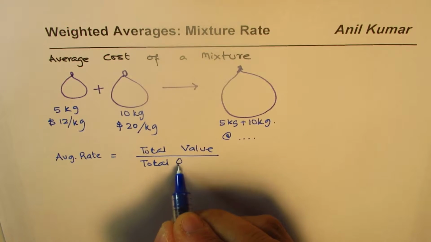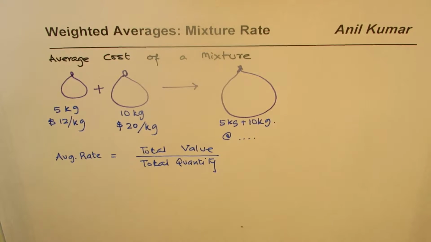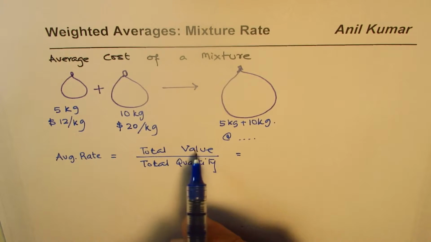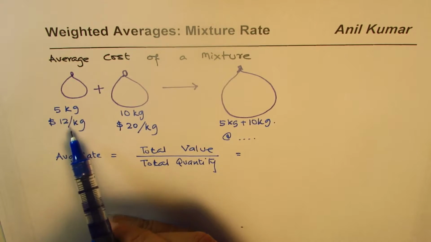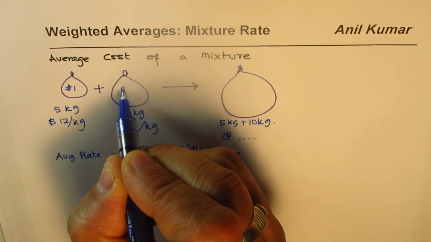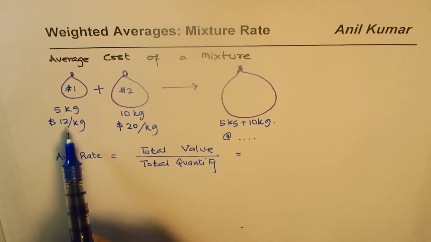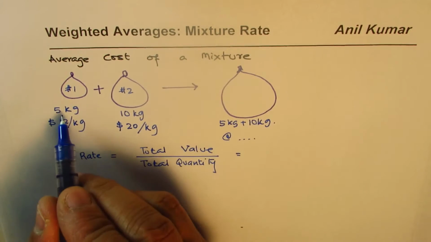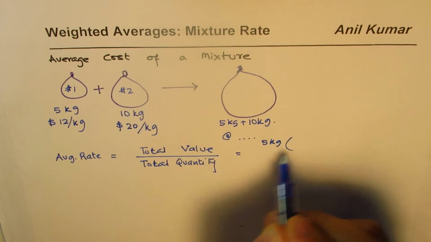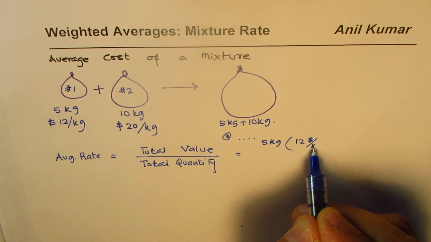Total quantity. Now how do you find total value? That is a big question. Now in this particular case, total value can be found as a product of weight and rate, right? So the value of item 1, let's say this is our item 1 and that is the item 2. So the value of item 1 will be weight times rate, right? So we'll say product of these two, which will be 5 kg times the rate, which is 12, we can write dollars per kg, right?